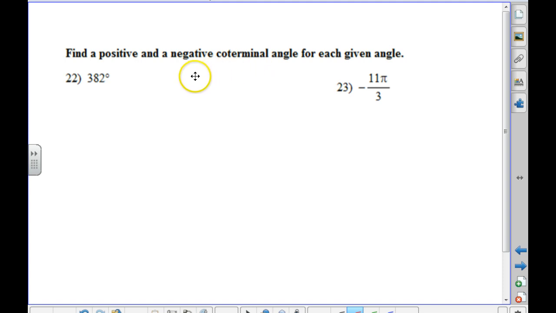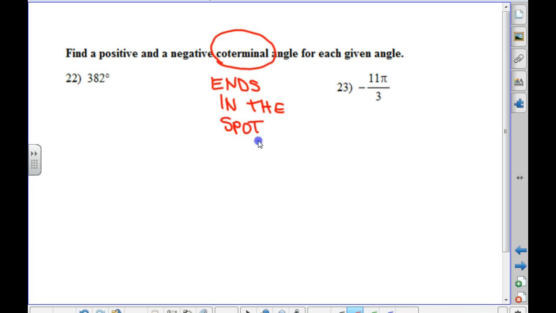They kind of all do, but does anybody remember what coterminal means? It means adding another 360 degrees. It means it ends in the same spot. So coterminal, terminal meaning ends, okay?